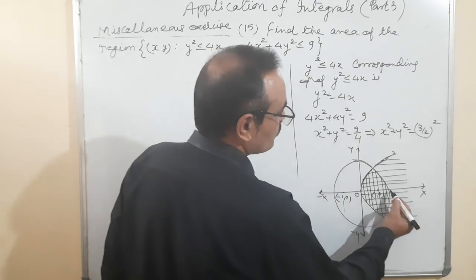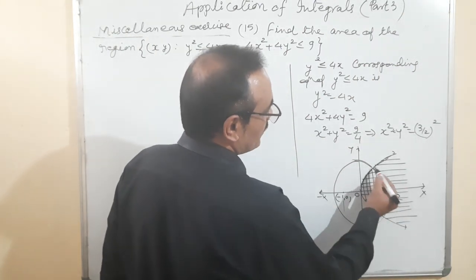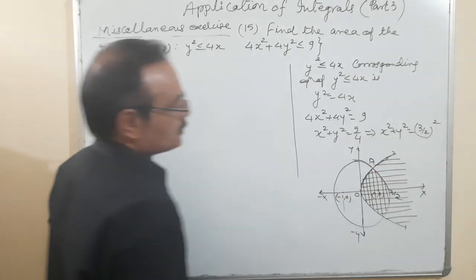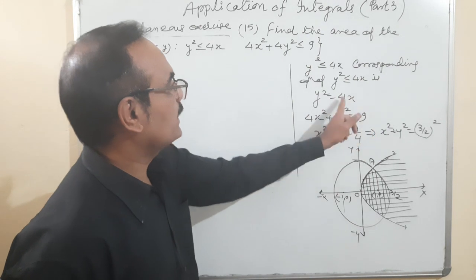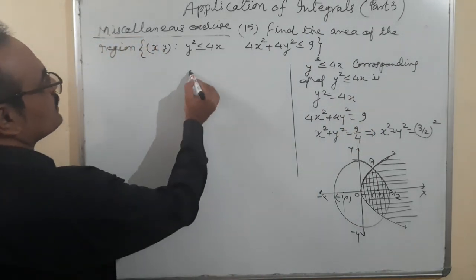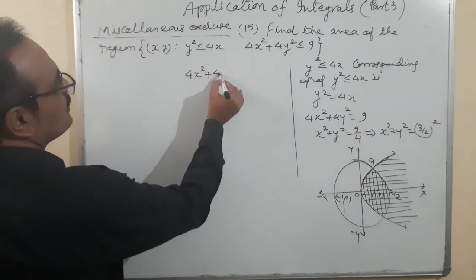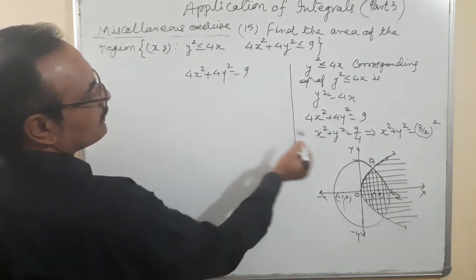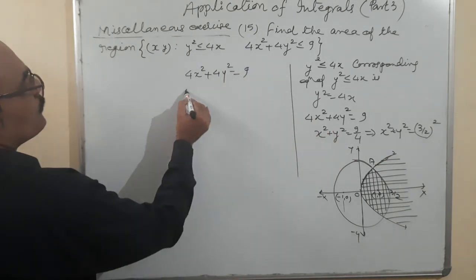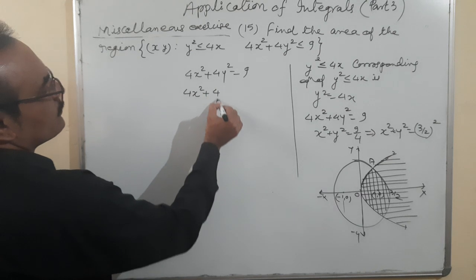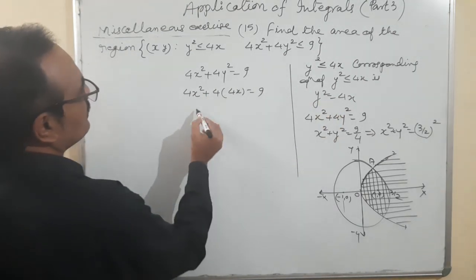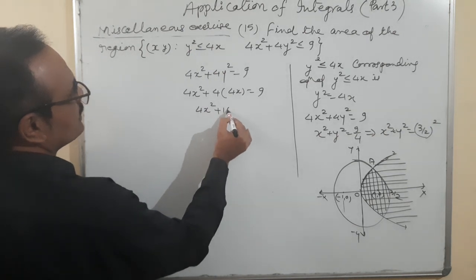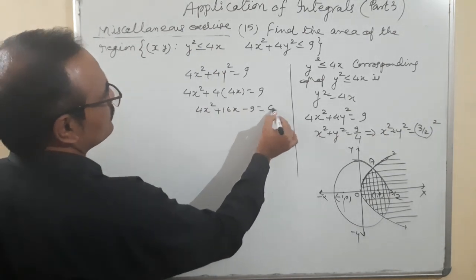Like this is 0, this point is 3 by 2. Now let us find this point A. So we eliminate y from both the equations. One equation is 4x square plus 4y square is equal to 9. This is 4x square plus 4 times the value of y square, which is 4x, is equal to 9. So 4x square plus 16x minus 9 is equal to 0.